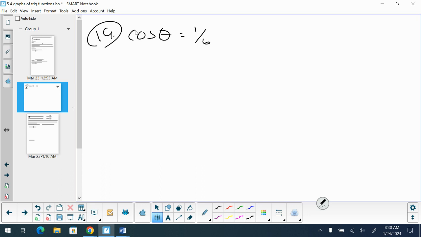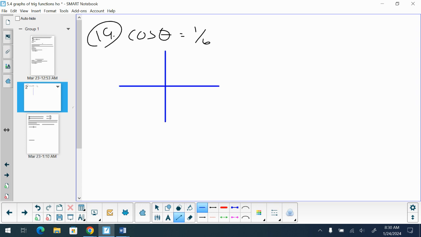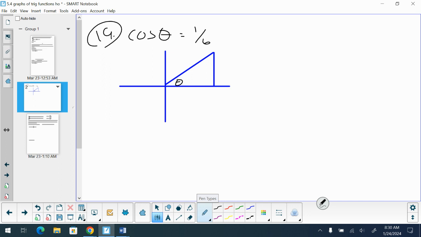Assume that you're in quadrant number 1, and you're asked to find the other 5 trig ratios. So, draw a picture, draw a picture, draw a picture. I'm going to put in quadrant number 1 a triangle with a reference angle, which is my value of theta.